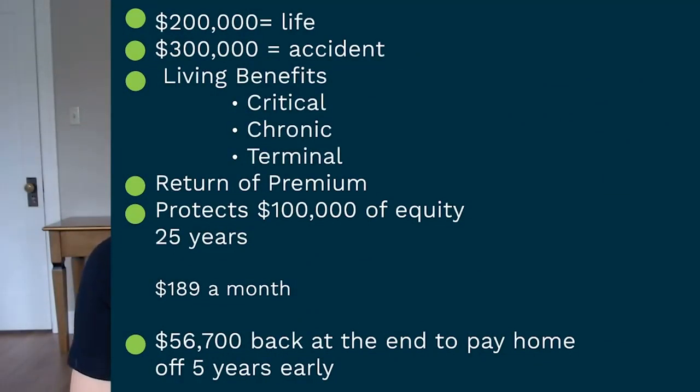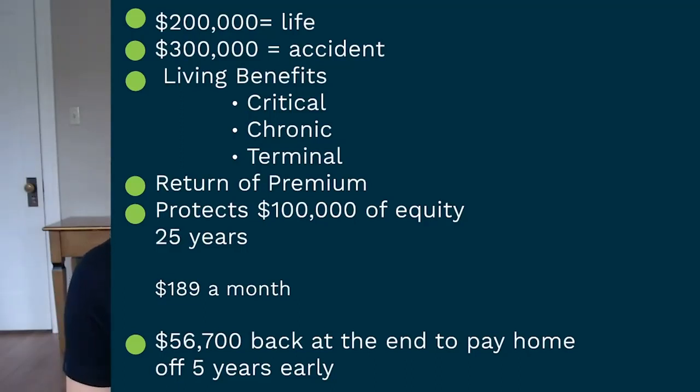So one option that I would show him would be based off of his budget, making sure that I make this affordable to them. Again, he owes $300,000. So what I would show as one option would be a $200,000 HMS 150, which is CBO. This is through Americo. This gives him $200,000 of life coverage. If he was to have an accident, it would cover $300,000.